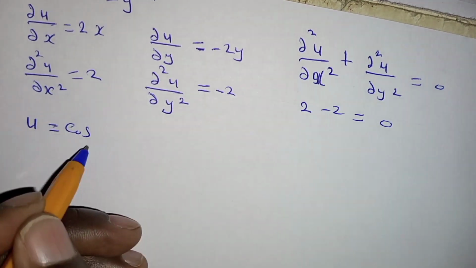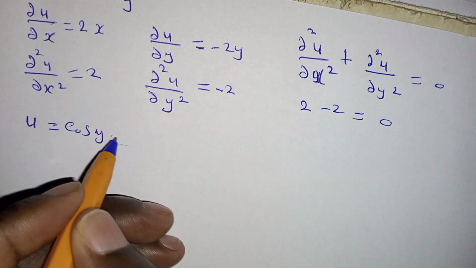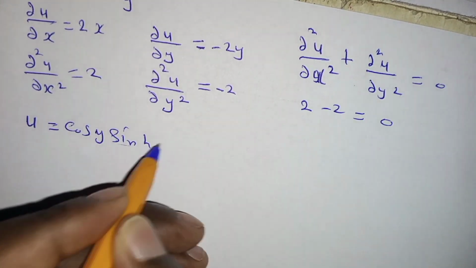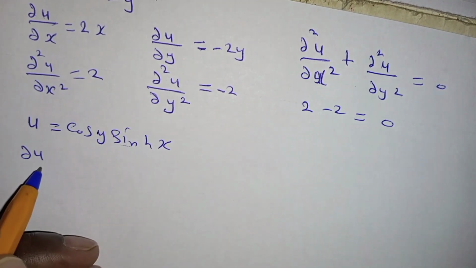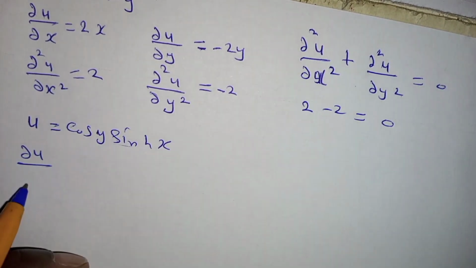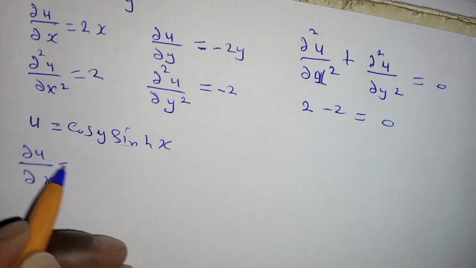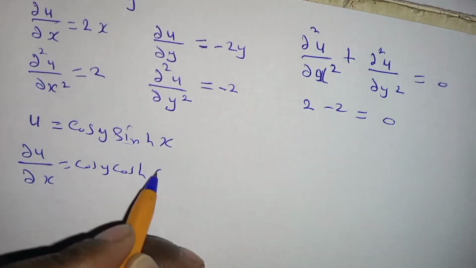cos of y multiplied by hyperbolic sine of x. So you will have the partial derivative of u with respect to x, which will give you cos of y, hyperbolic cos of x.